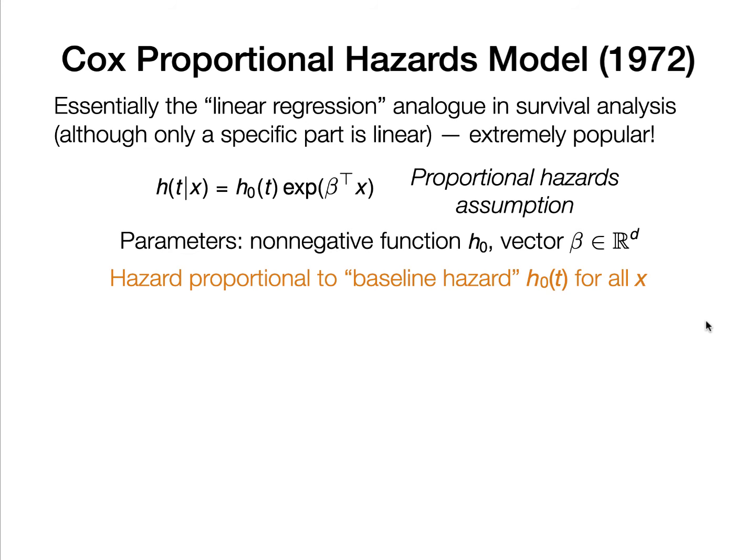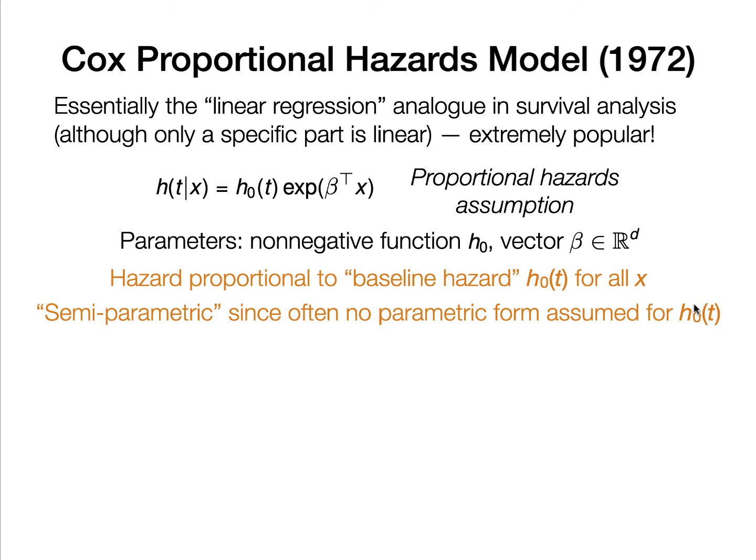It's called a proportional hazards model because, as you can see from the proportional hazards assumption, the hazard function is always proportional to the baseline hazard, h sub 0, for all values of x. This is referred to as a semi-parametric model because typically no parametric form is assumed for this h sub 0. You could assume a parametric form, but it's very common for people not to assume a parametric form for h sub 0.